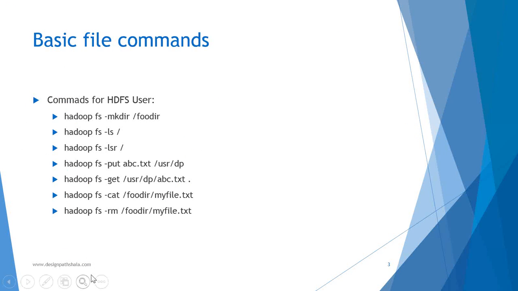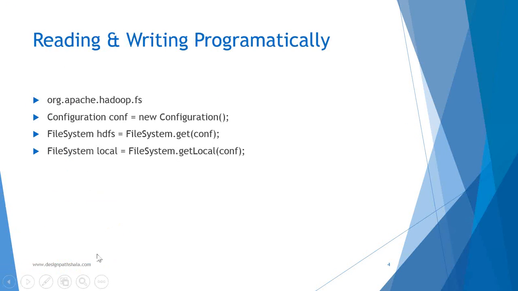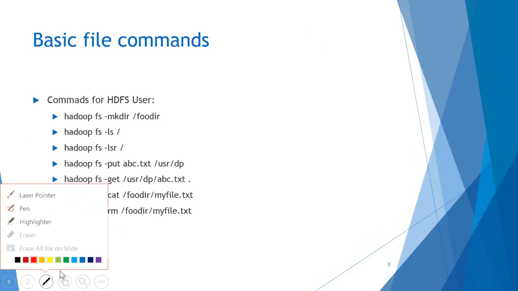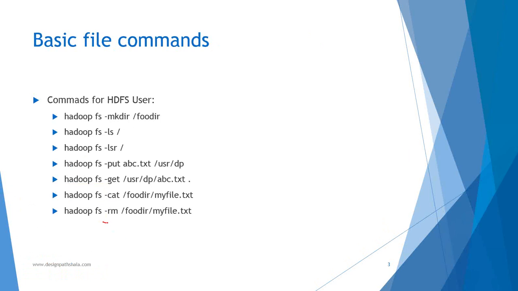So both will work, -rmr or -rm -r. Both will work for recursive delete. And put, get, we just saw. ls -R is a recursive list. ls, mkdir, you can create a directory with mkdir, and things like that.